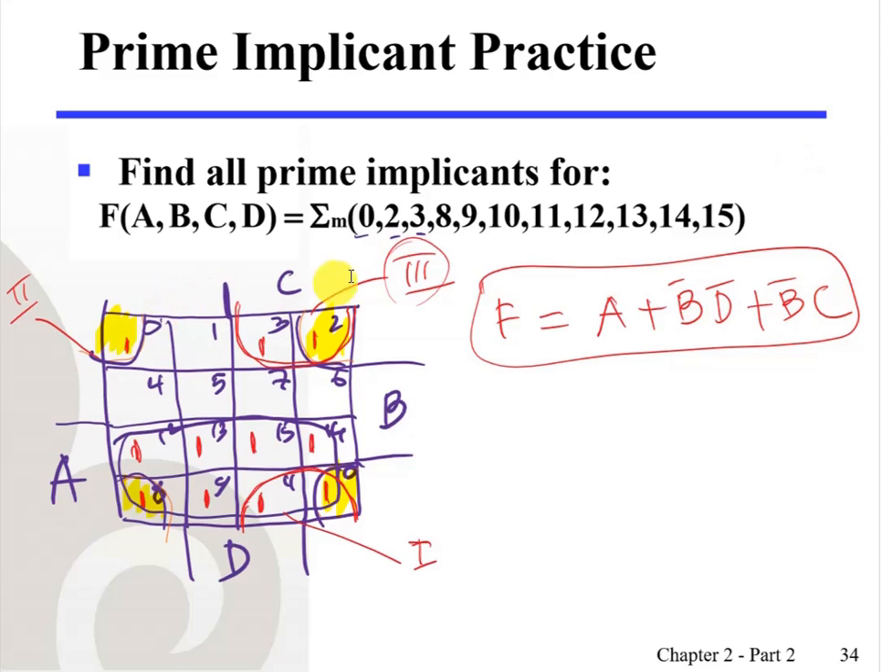So all of these terms are product terms. All of these groupings are prime implicants. First grouping, this one, and second grouping, and then third grouping. All of them are actually the prime implicants in this case.